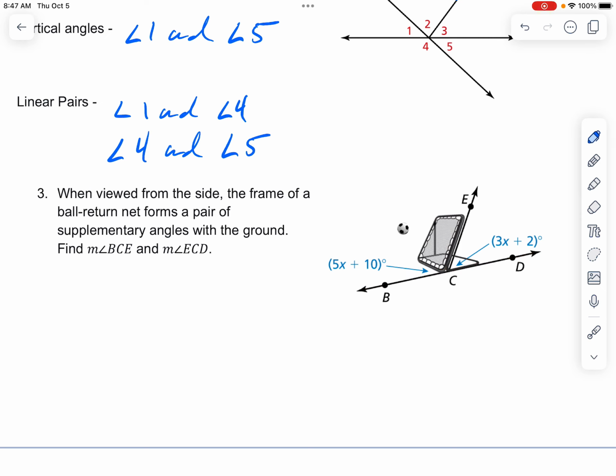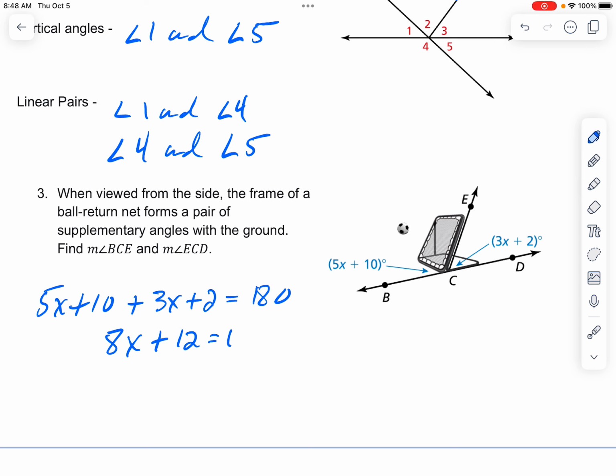So I would definitely try this one on your own and then come back. I'm going to go through the solution pretty quickly because this should be review. The equation we would set up, 5x plus 10 is our first angle, plus 3x plus 2, our second angle, has to total 180. We combine like terms, we get 8x plus 12 equals 180. Subtract 12 from both sides, you'll get 8x equals 168. Then divide both sides by 8. 168 divided by 8 is 21.